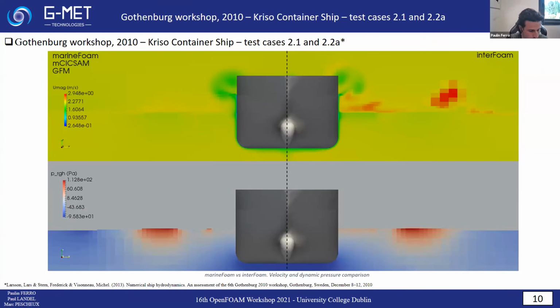So here is a result on the midship cut plane. We have on the right the result with interFoam and on the left with marineFoam. On top is the velocity field, and on the bottom is the dynamic pressure field. As you can see, the Gauss-Flynn method leads to a one-cell transition for the dynamic pressure field, whereas this is not the case with interFoam, where it is smoothed at the interface. And interFoam produces this light phase acceleration due to the imbalance of dynamic pressure gradient and density gradient. This is not the case with marineFoam.